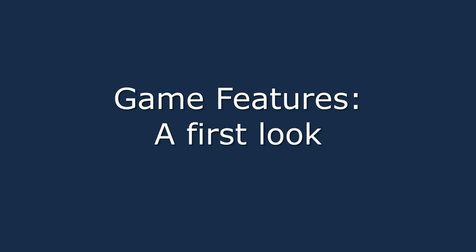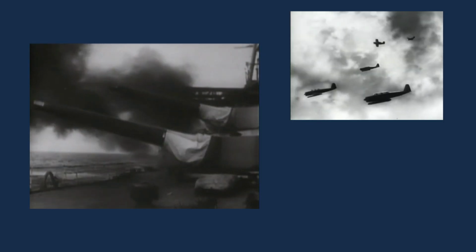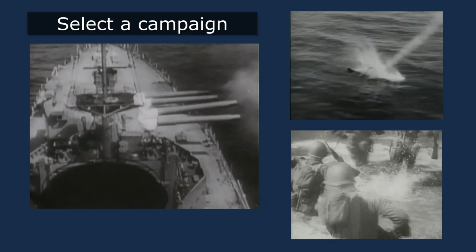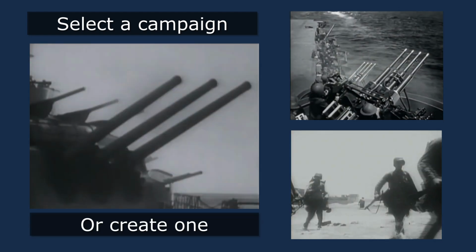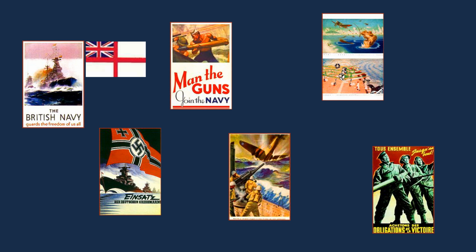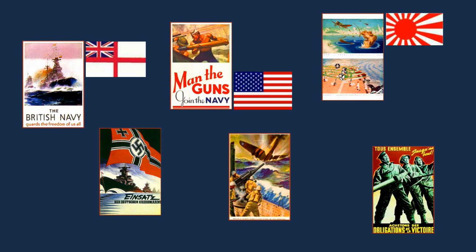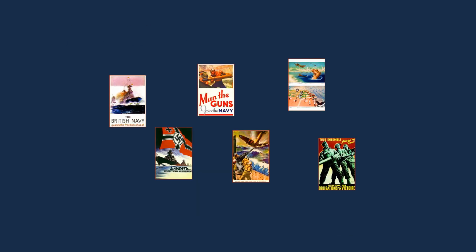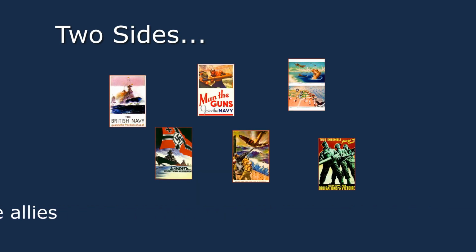In SAS-2, you fight with the ships, aircraft, and troops of your chosen country. In World War II era campaigns, you either select or else create with the campaign generator. The countries to choose are Britain, the United States, Japan, Germany, Italy, or France. A campaign has two sides. A side can include allies.